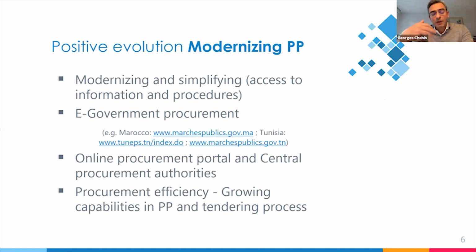Those countries have modernized and simplified a lot of their procedures in public procurement. We've seen also a lot of new e-government procurement portals, a lot of online portals. So access to information, but also procuring, is getting easier in some of the countries, not all of them, but for instance Morocco and Tunisia are good examples, or some of the Gulf countries. We've seen also a growing expertise in those markets, which is important, because a lot of those countries want to issue public procurement, but it's not always efficient, and you can see it in the documentation.